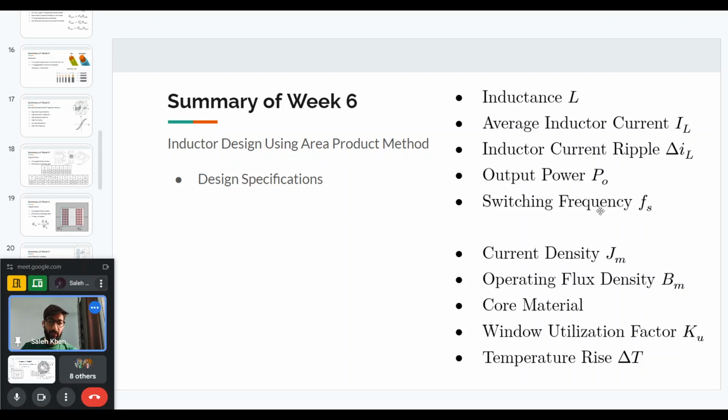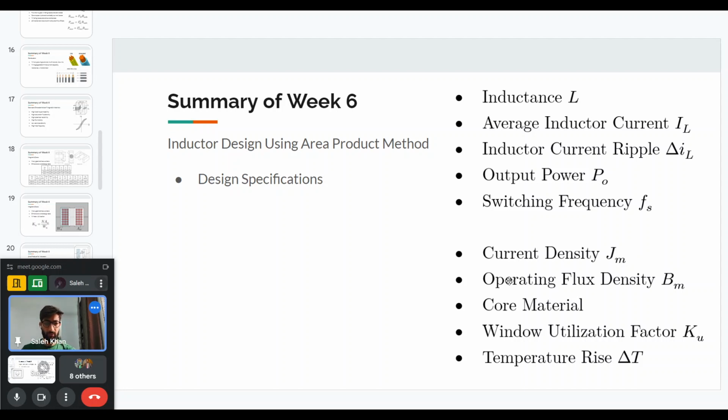Then we have to choose a particular current density. So in this area product method, we have to choose a particular current density, and you can choose it as 3 to 5 amperes per mm square. Usually, that is the current density that is chosen, and sometimes it will be given to you in the question or in the application that this is the current density we can go up to.